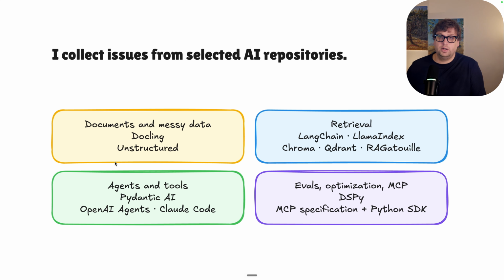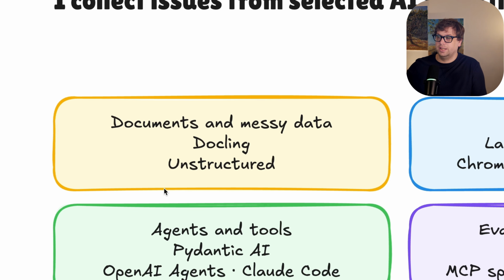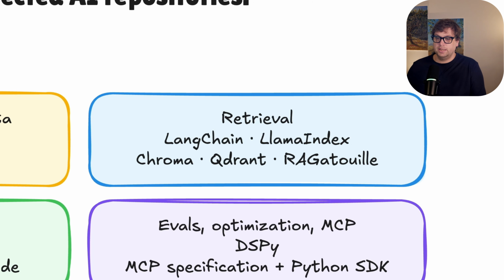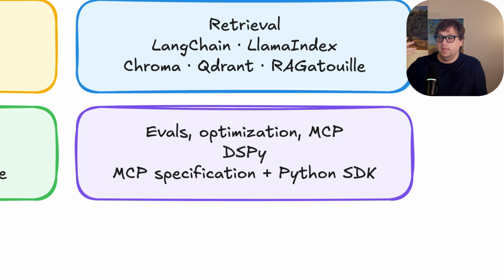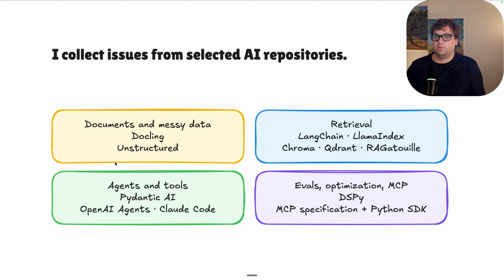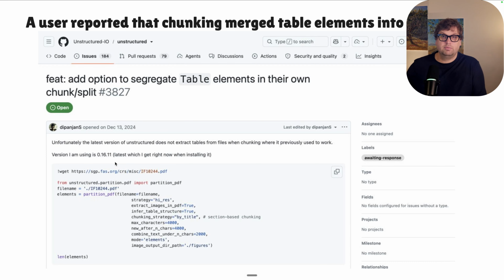I also go from AI GitHub repositories. So like Docling does a lot of OCR stuff, and there's LangChain and LlamaIndex and RAGFlow. And then from agents, there's Pydantic AI and OpenAI agents. And there's also evals and DSPy and all kinds of repositories where I'm looking at the issues to see what are the problems people are facing that they haven't been able to solve that they needed to open an issue for. So, for example, how should chunking keep tables as separate retrievable elements instead of merging them into the surrounding text? And we can see that came from this particular issue.